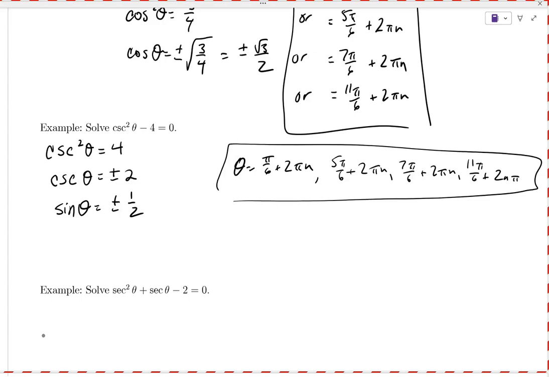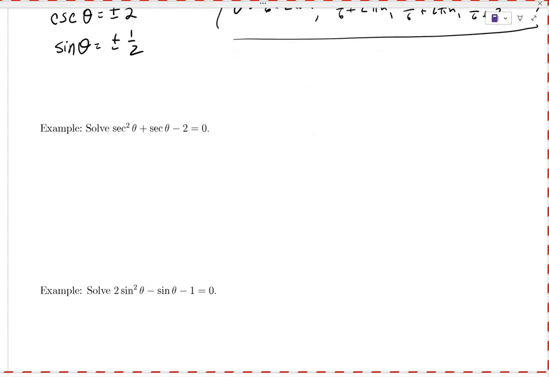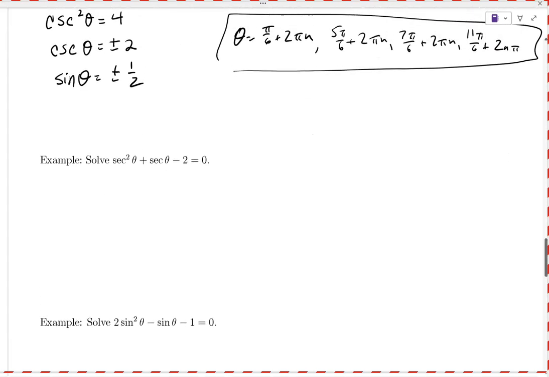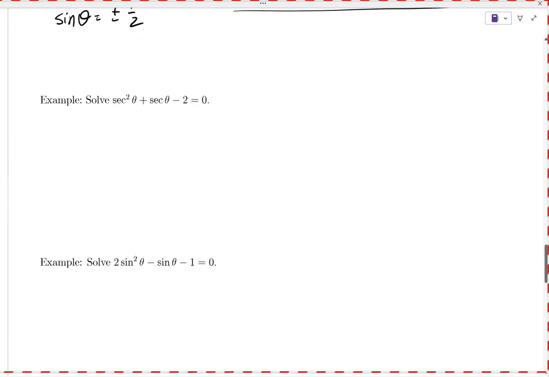Okay, so notice in these first two examples that we did, we were able to isolate the trig function by isolating the square first and then taking the square root, right? Notice that that same technique will not work in the next example, right? Because if I try to isolate the square, I still have a secant on the other side. That doesn't help it, correct? So what we want to do instead is the same types of techniques that you would do in algebra class when you're trying to solve a quadratic equation.